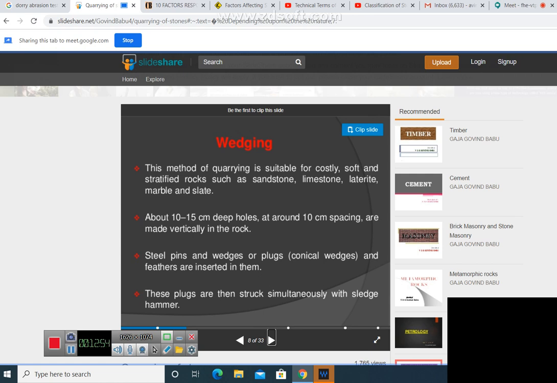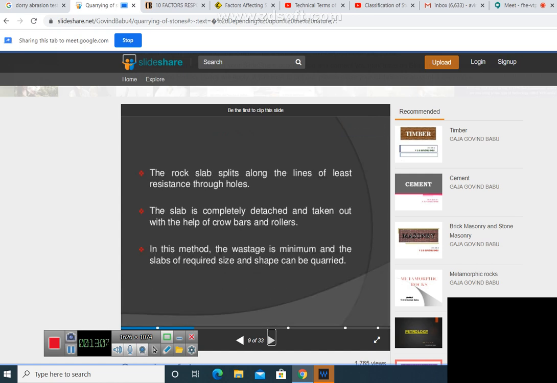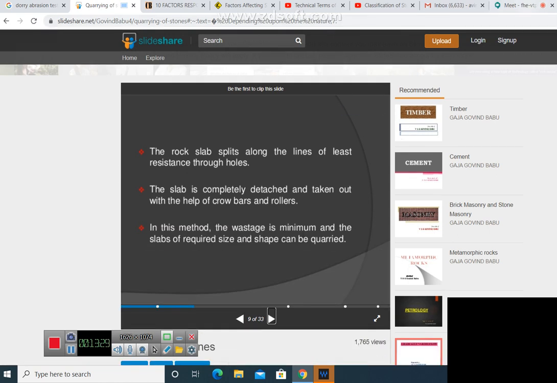Now into these holes, you will be inserting steel pins and wedges or plugs. Then using hammers, you strike these plugs so that the holes get widened. Once the holes are widened, after a considerable number of beatings, the rock slab will split into different parts. The slab is completely detached and you take out the slab with the help of rollers. In this method, wastage is minimum and slabs of required size and shape can be obtained. So that is another method.